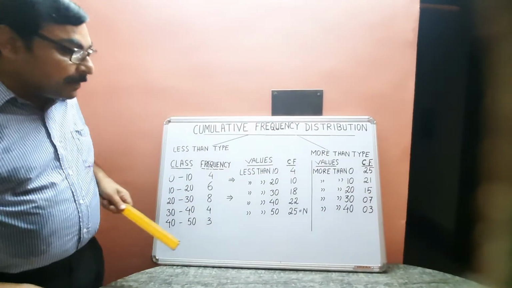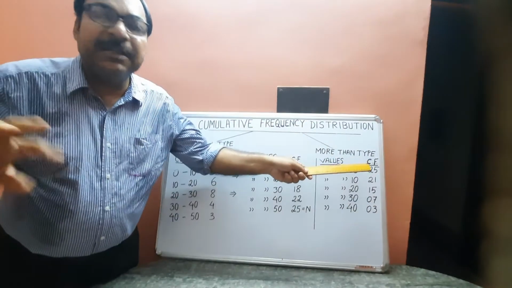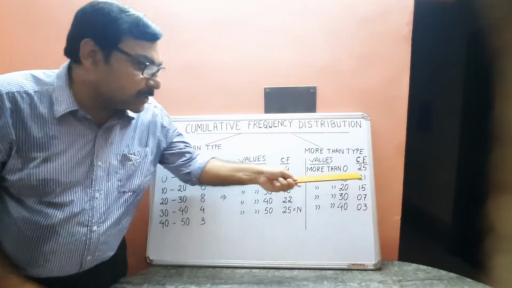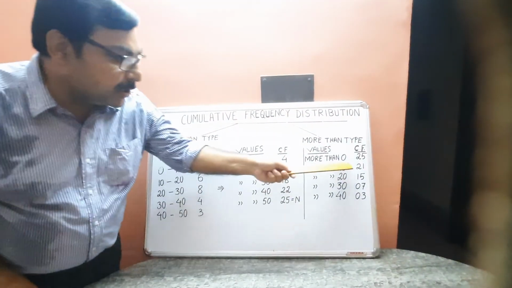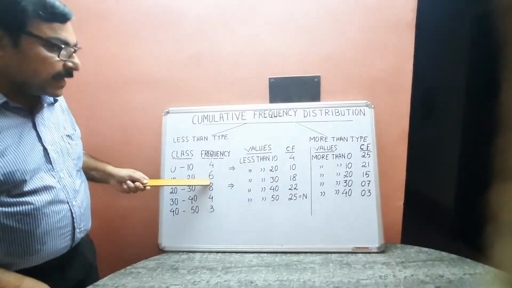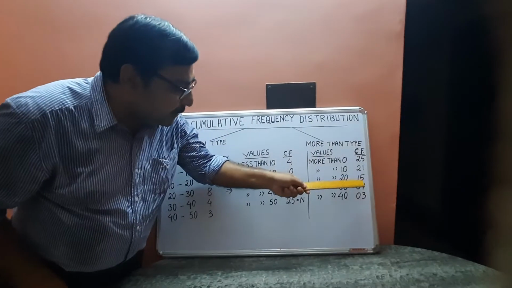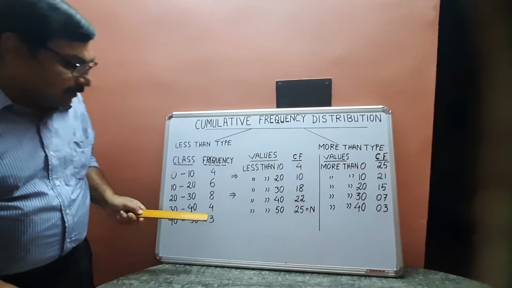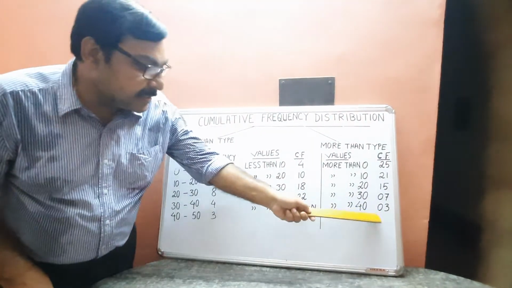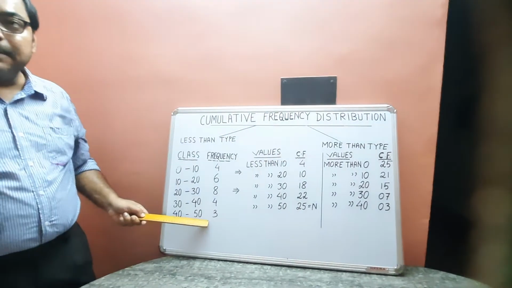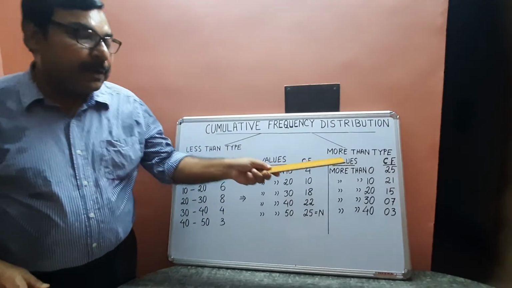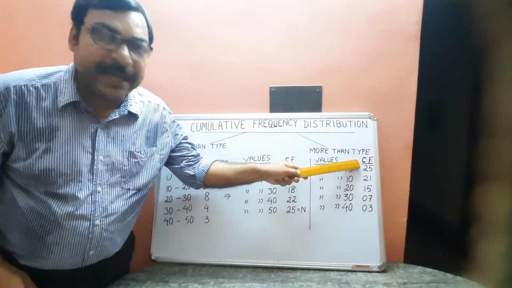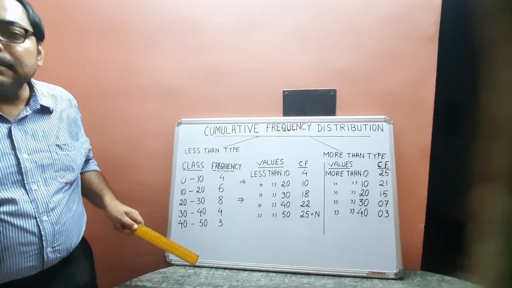Now how do you get the simple frequencies? From the beginning, take the difference between two consecutive CFs. You will get the simple frequencies. 25 minus 21, 4. 21 minus 15, 6. 15 minus 7, 8. 7 minus 3, 4. And last CF must be equal to last simple frequency. So in case of more than type cumulative frequency distribution, from the beginning start to take the difference between two consecutive CFs, you will get the simple frequencies.